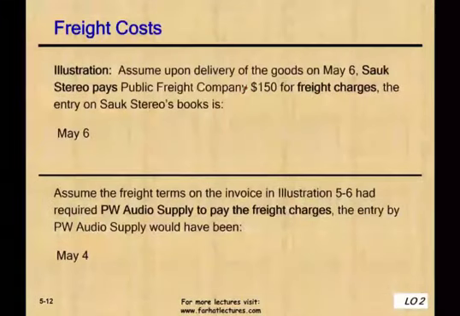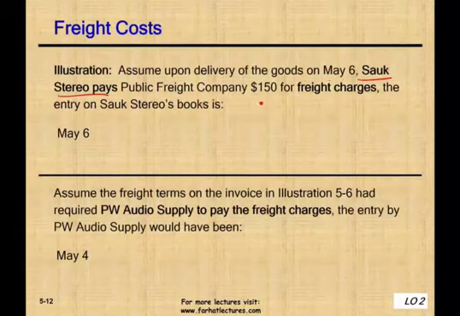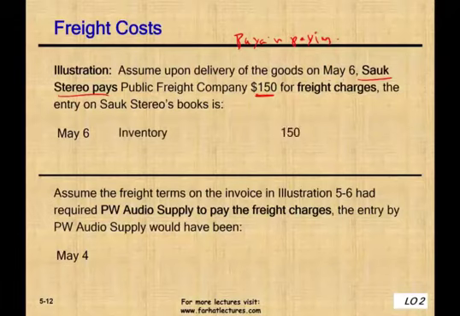Okay? Assume upon delivery of the goods on May 6, Sock Stereo pays public freight company $150 for freight charges. So now the buyer pays. Now this is FOB shipping. Now remember, this is the buyer. The buyer is paying for the shipment. So the buyer is responsible. Therefore, the buyer will debit $150 of inventory.